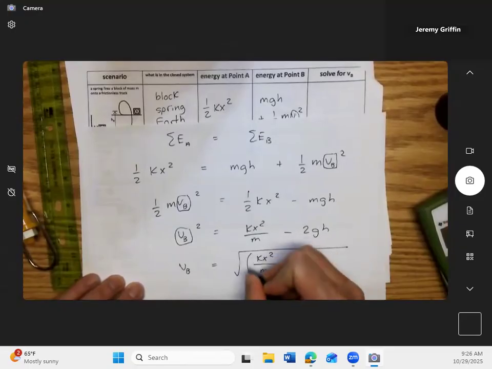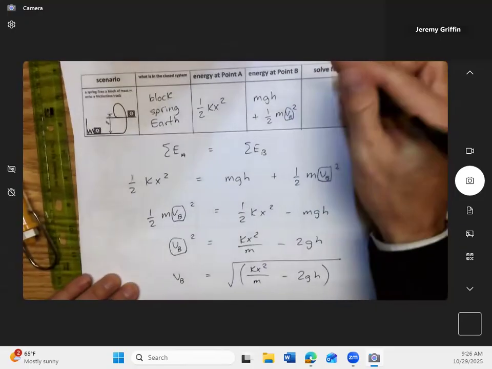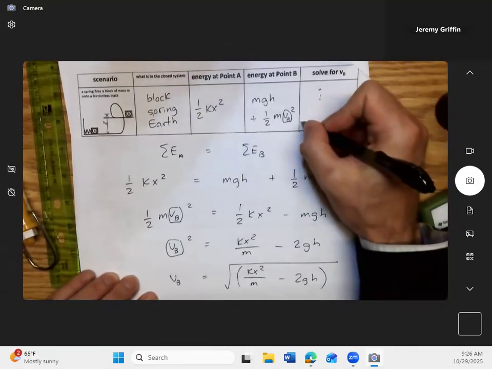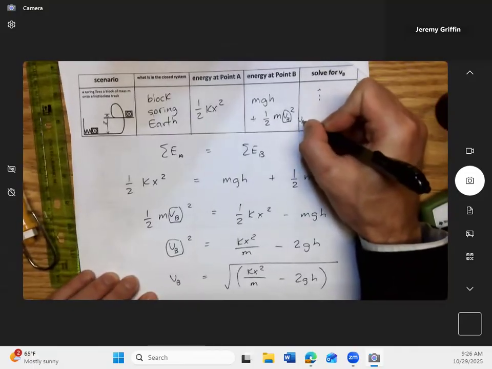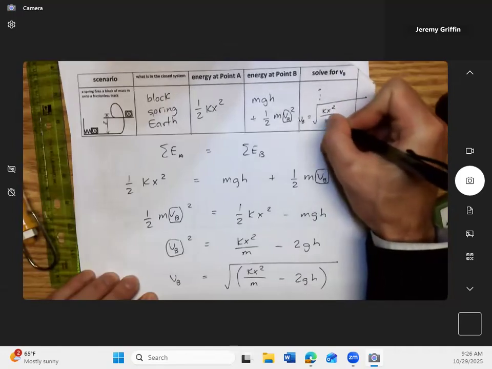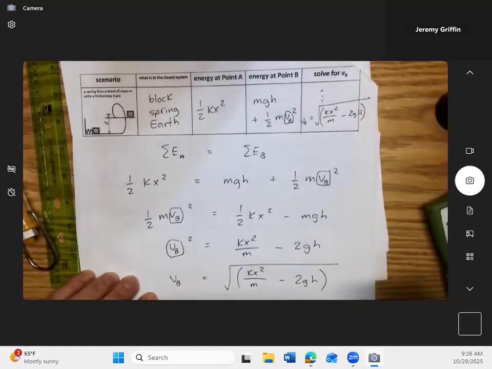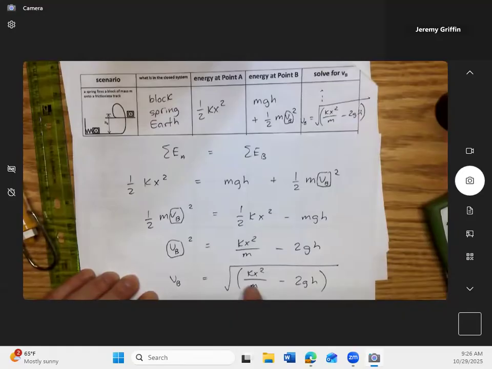2g, they just keep following. Big old square root: kx squared over m minus 2gh. That's all in that radical. So you've got to figure out some stuff here.